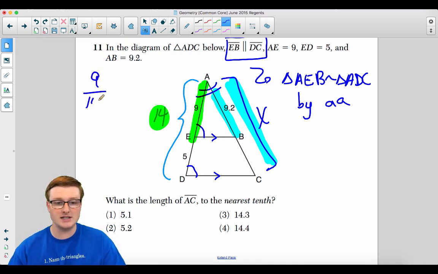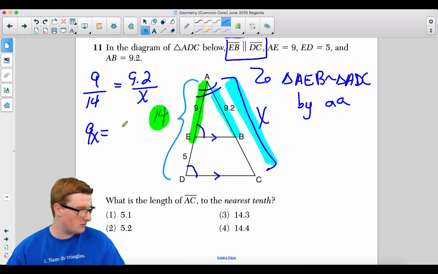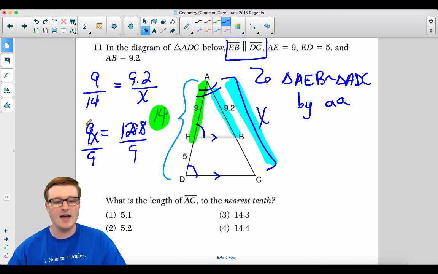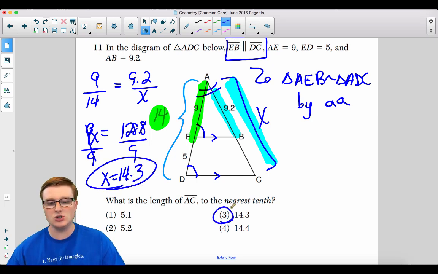I do 9 over 14 is equal to 9.2 over x. You just cross multiply right now. So we take 9x and we get 128.8. Divide that by 9. And we get x is equal to 14.3. And that is your answer. It's going to be choice 3.